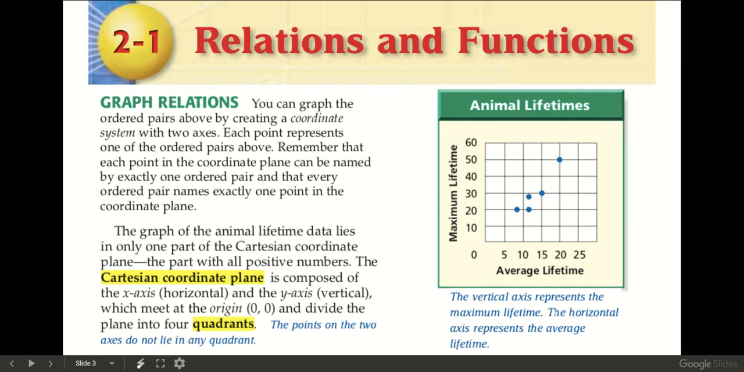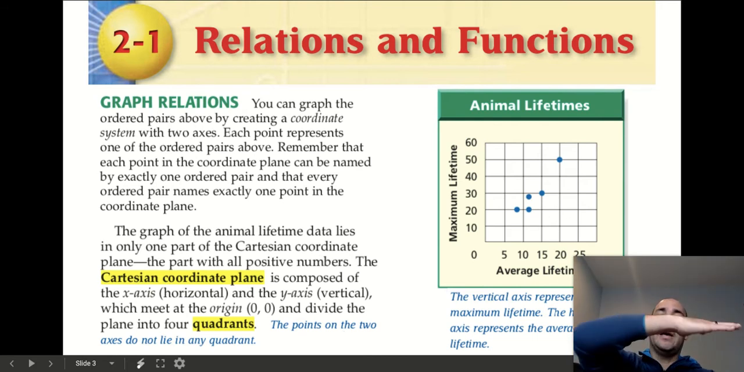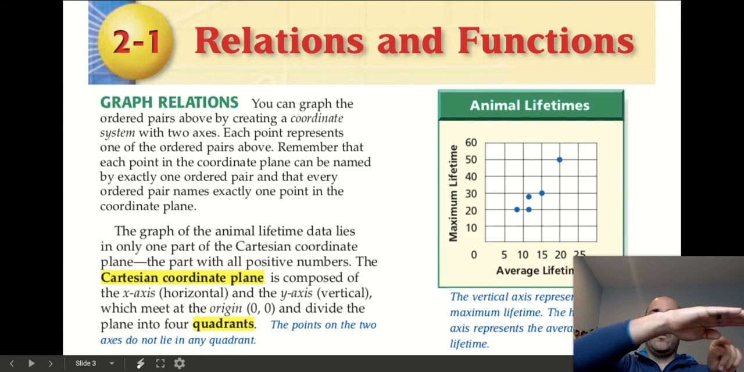The graph of the animal lifetime data lies in only one part of the Cartesian coordinate plane. A lot of times you see things going vertically up and down with the y-axis, and horizontally with the x-axis, and the origin is usually in the middle. So this one here is (0, 0). Here is the vertical y-axis, here is the horizontal x-axis. We are only seeing one quadrant. If you have the x-axis and the y-axis, it creates 4 different quadrants. This is just showing one because it's the only one that's relevant in this problem.